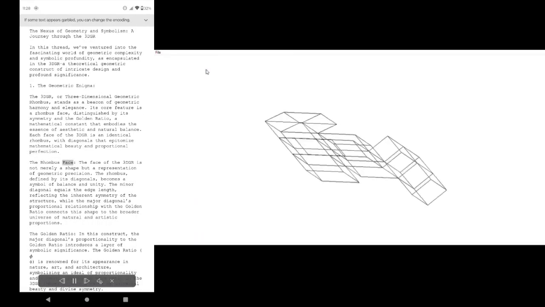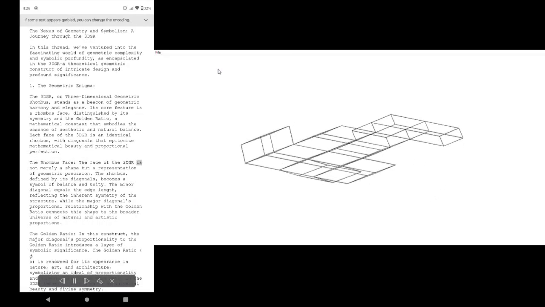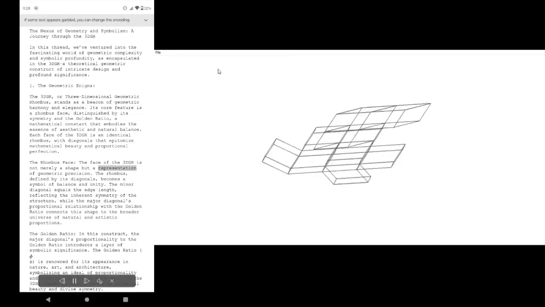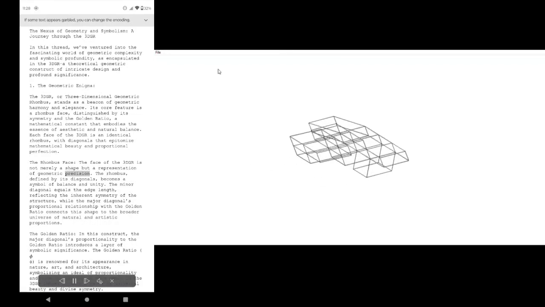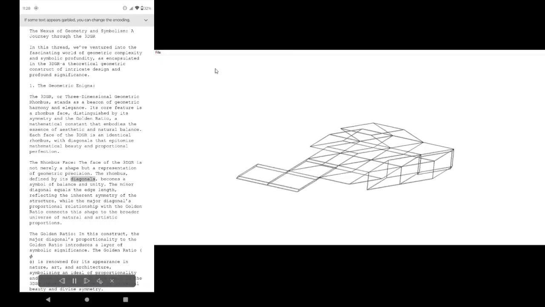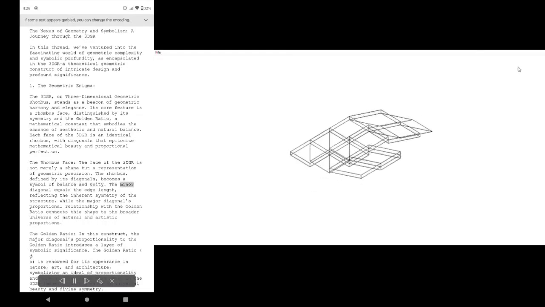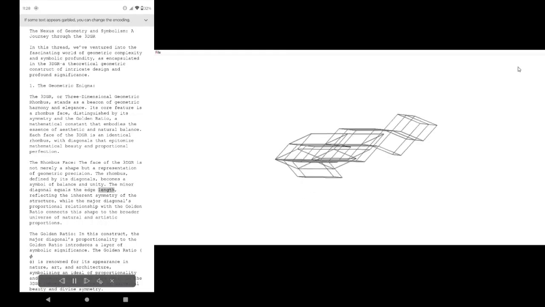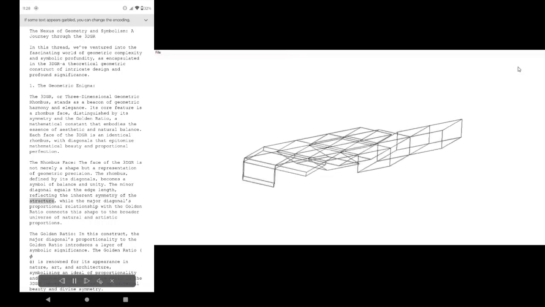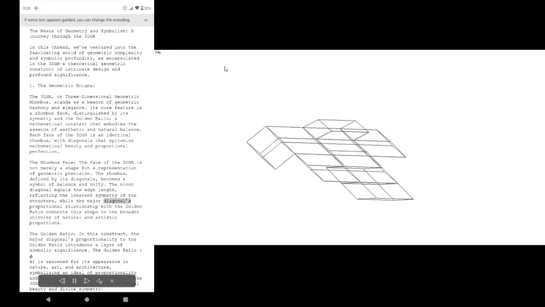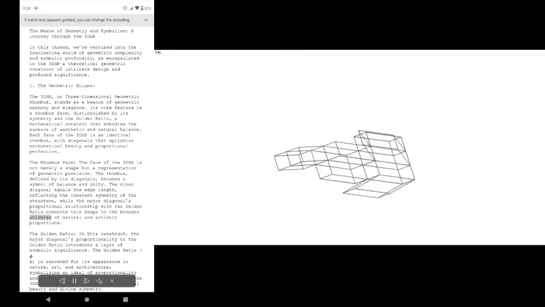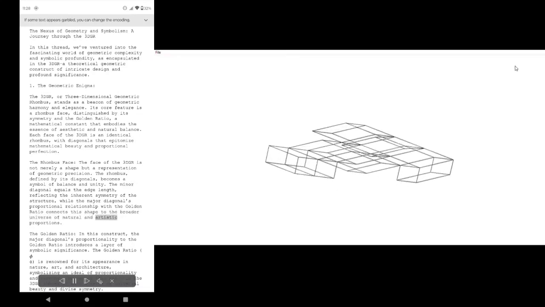The rhombus face of the 3D jar is not merely a shape, but a representation of geometric precision. The rhombus, defined by its diagonals, becomes a symbol of balance and unity. The minor diagonal equals the edge length, reflecting the inherent symmetry of the structure, while the major diagonal's proportional relationship with the golden ratio connects the shape to the broader universe of natural and artistic proportions.